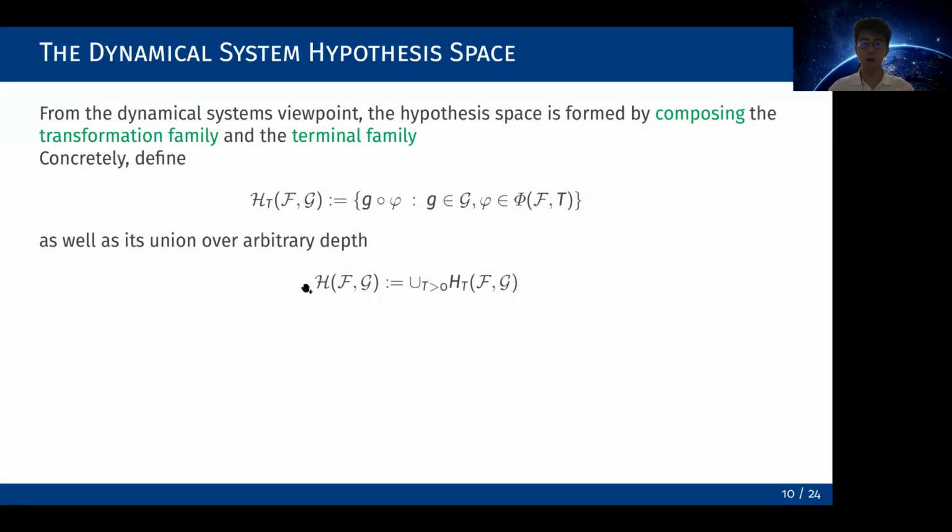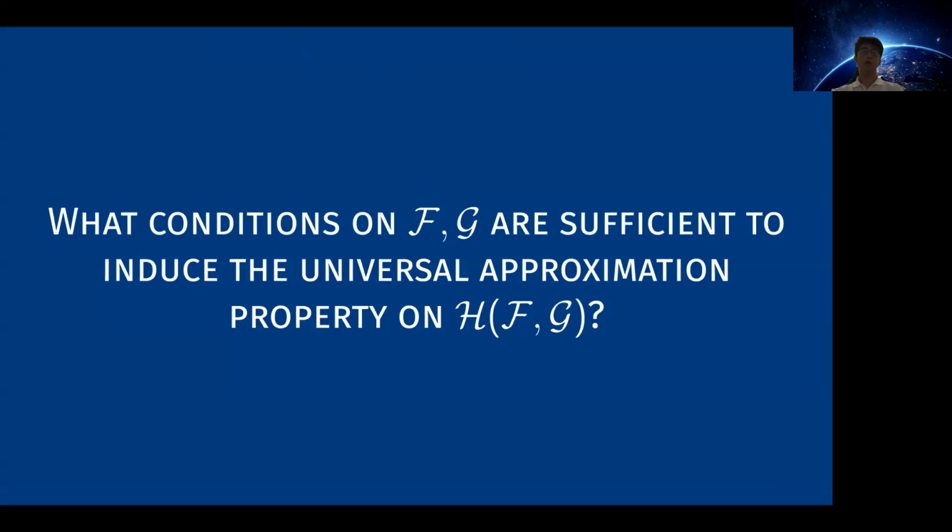Okay, and our goal is to study this object in terms of its density or its approximation property. So the key question we want to answer in this talk is what conditions on this F and G are sufficient to induce the universal approximation property on this H. Okay, so this justifies why we can use this kind of ODE framework to understand, or at least to idealize, deep learning to study some of its properties.